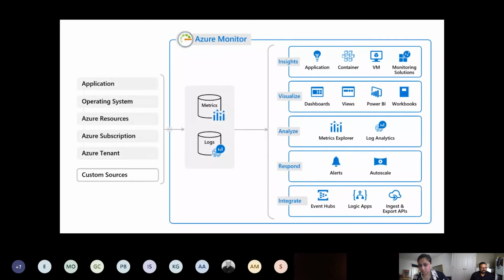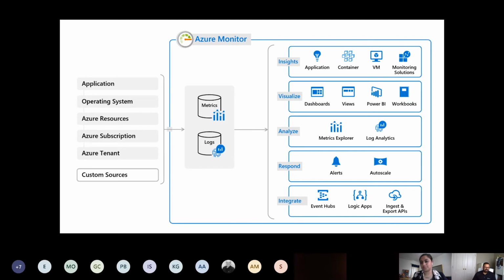So now to give you a little bit more detail around it, everything comes into the two databases in Azure Monitor. One is called the metrics database, and the other one is the logs database, right? So if you have an application, an operating system, Azure resources, the subscription, the tenant, all that stuff that I talked about before, everything is getting pumped into a metrics database.